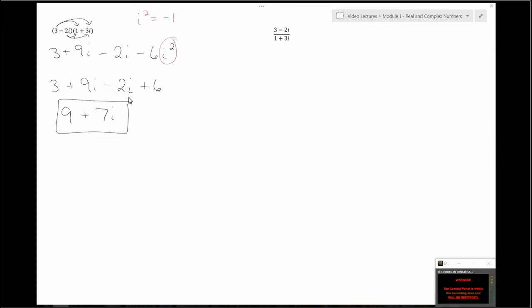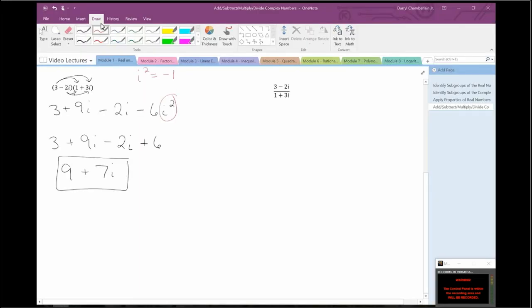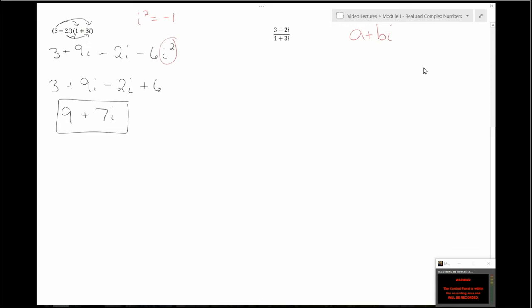All right, finally, dividing complex numbers is a little bit more tricky than before. Our goal is to get something in the form of a plus bi. And in order to do that, we need to get rid of this complex part on the bottom, this plus 3i. And how we're going to do that is multiplying by the conjugate.